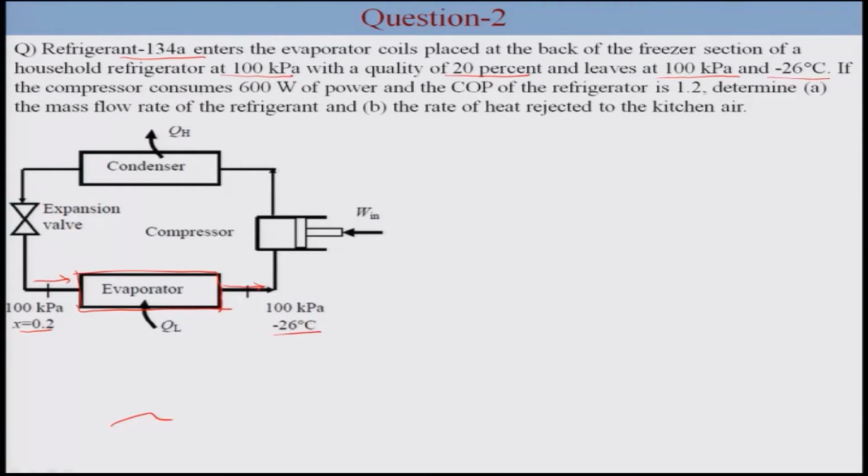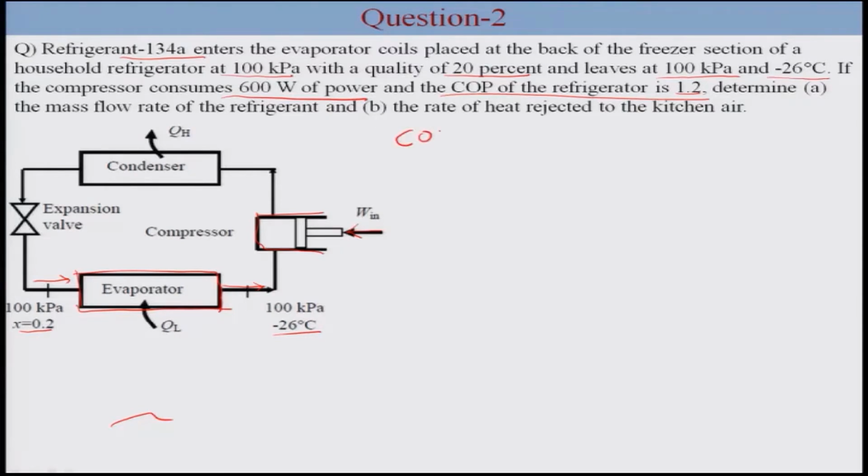If the compressor consumes 600 watt of power, so this is the compressor and it consumes 600 watt of power, and the COP of the refrigerator is 1.2. For this refrigerator the COP is 1.2. Determine the mass flow rate of refrigerant and the rate of heat rejected to the kitchen air.